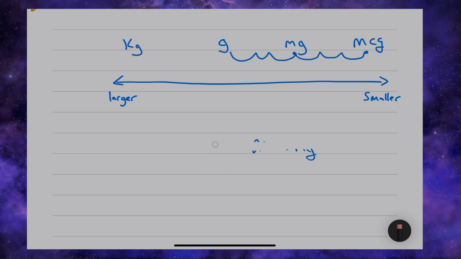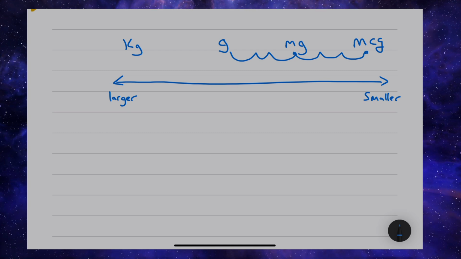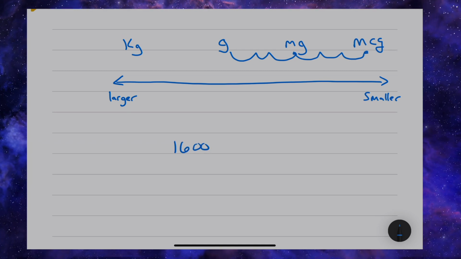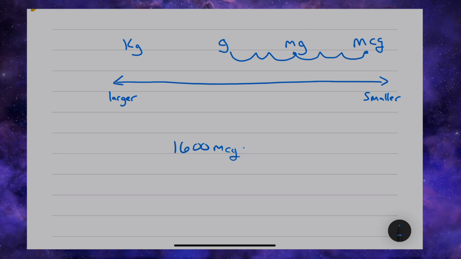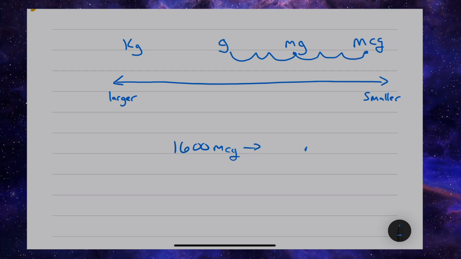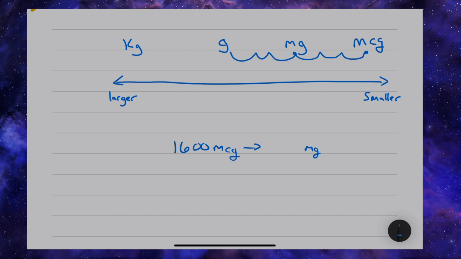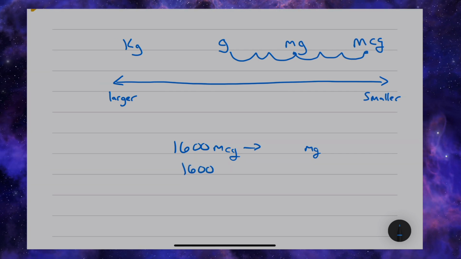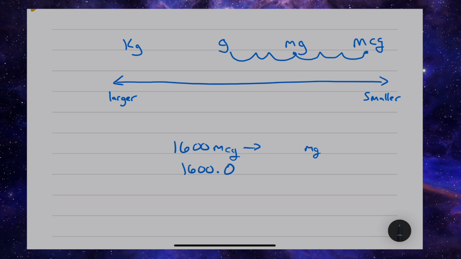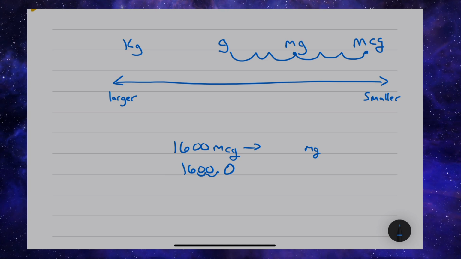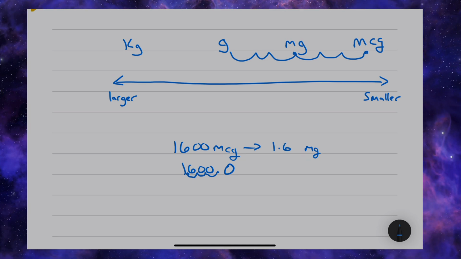If you had a problem that asked you, you have 1,600 micrograms, and we need to know how many milligrams are in 1,600 micrograms. Well, 1,600 micrograms is the same as writing it as 1,600.0. Move our decimal place 1, 2, 3 places to the left, and we get 1.6 milligrams.